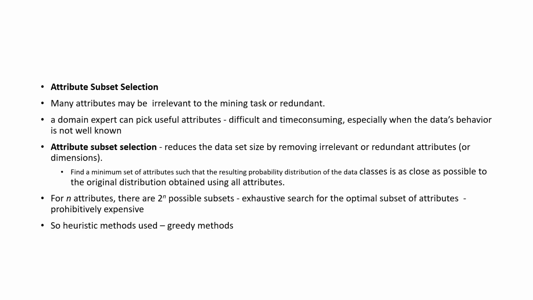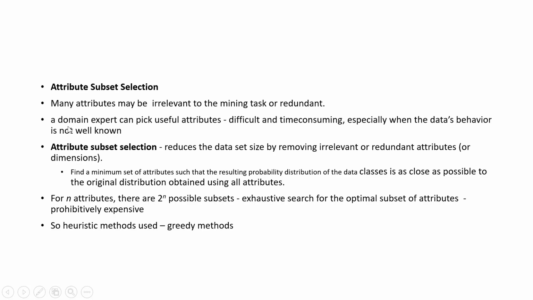So first of all, what do you mean by attribute subset selection? We know that we have many attributes. We collect as many attributes as possible, and we try to find the ones which are most relevant to our problem. Those are the ones which we use for model building. Many of the attributes which we select may be irrelevant to the mining task, or they might be redundant. We talked about redundancy earlier, and some might not be relevant.